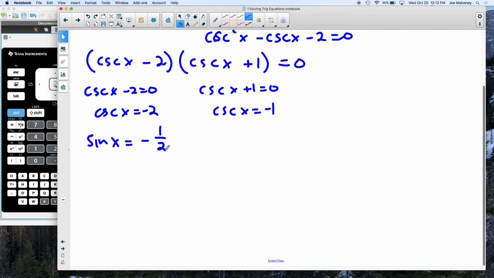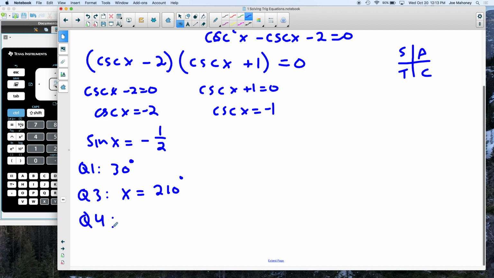And I'm remembering now that cosine or sine is positive in quadrants 1 and 2, negative in quadrants 3 and 4. So therefore, I know I'm going to be in quadrants 3 and 4 here. My quadrant 1 angle, when sine is a positive 1/2, is 30 degrees. So if I move that to quadrant 3, my x value is going to be 180 plus 30, or 210 degrees. My quadrant 4 angle, the other place where sine is negative, my angle is going to be 330 degrees.